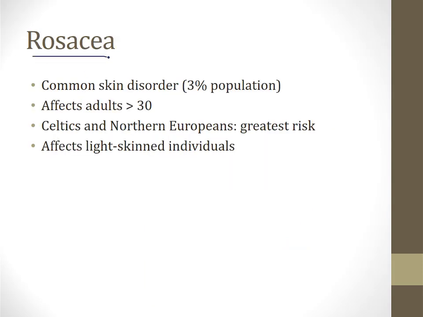Let's talk about rosacea, which is a common skin disorder. About 3% of the population has rosacea. It's a problem that occurs in adults over 30 years old. You'll very commonly see this in older or elderly patients. People whose ancestors come from the Celtic region or Northern Europe are at the greatest risk, and also people who are light-skinned are at the greatest risk.